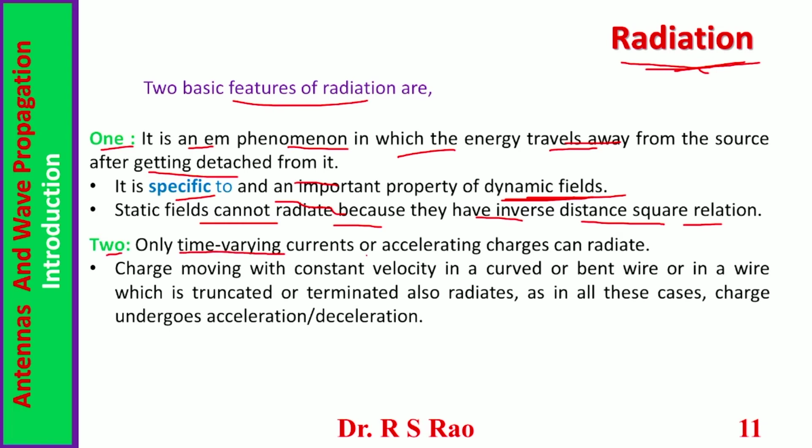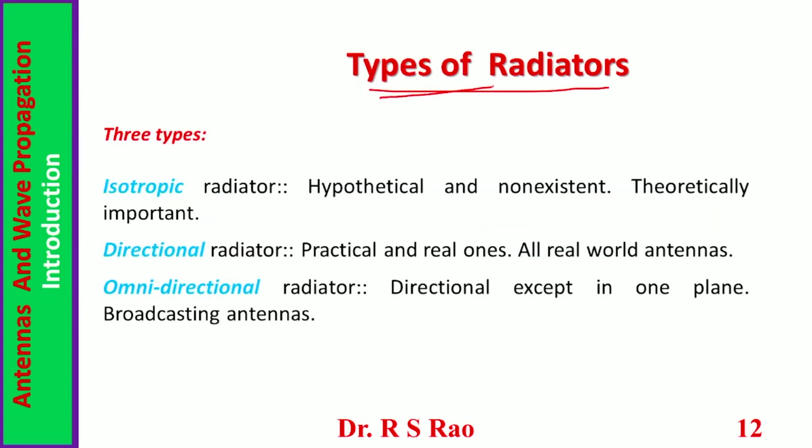Two, only time varying currents or accelerating charges can radiate. A charge moving with constant velocity in a curved or bent wire or in a wire which is truncated or terminated can also radiate, as in all these cases, the charge undergoes acceleration, deceleration. Certain terminology got developed around radiation and radiators. Radiators are devices which can give out radiation.